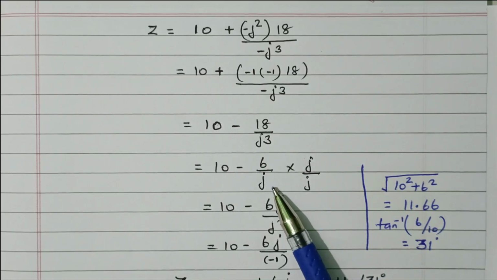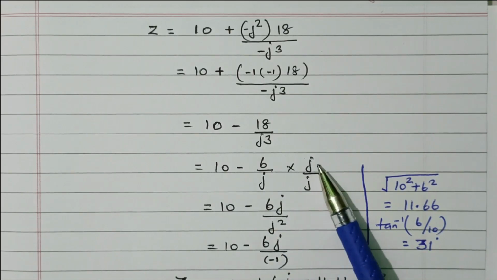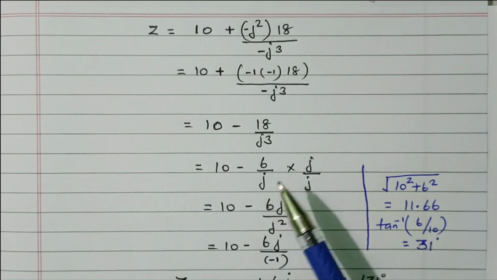In order to remove this j available in the denominator, we can multiply and divide by j, so that we can bring this j into the numerator.